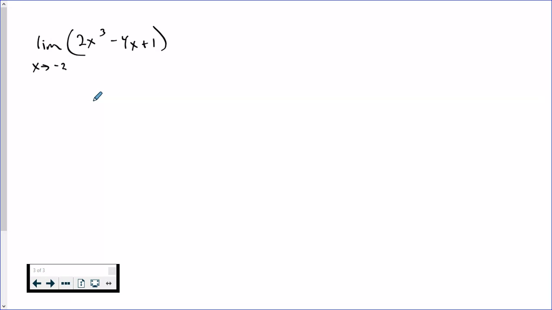So, moral of the story, big takeaway. Whenever you are doing a limit problem, the first thing that you will always try is direct substitution. So, write that down. So, here we go.